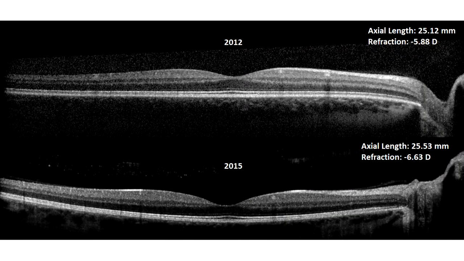And this change in shape actually increases with refractive error. This is one patient measured at 25 millimeters in 2012, and at 2015, they're measured at 25.5 millimeters. And there's been a corresponding change of about a diopter in their myopia. What we see, though, is that the retina becomes more curved or more prolate. And that suggests this person has hyperopia in the periphery relative to their central refraction.